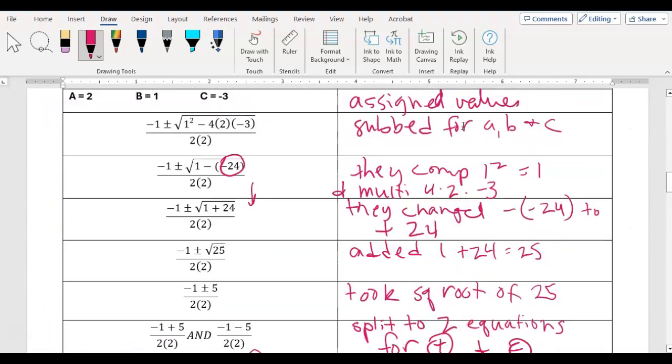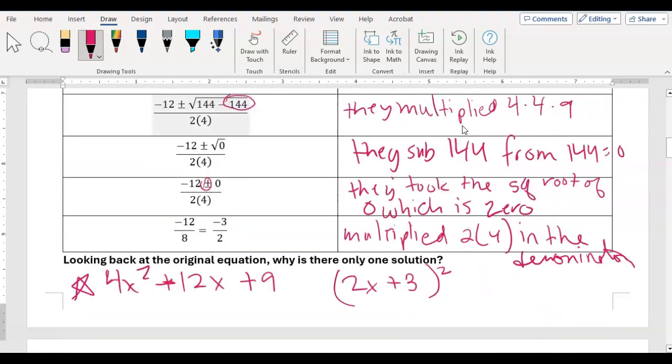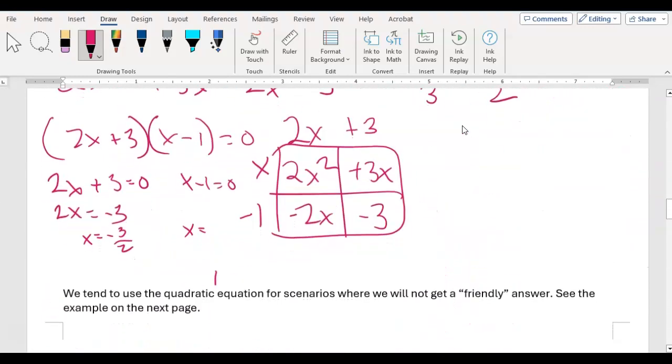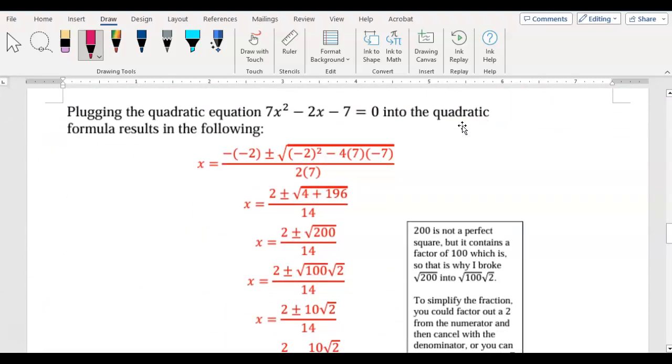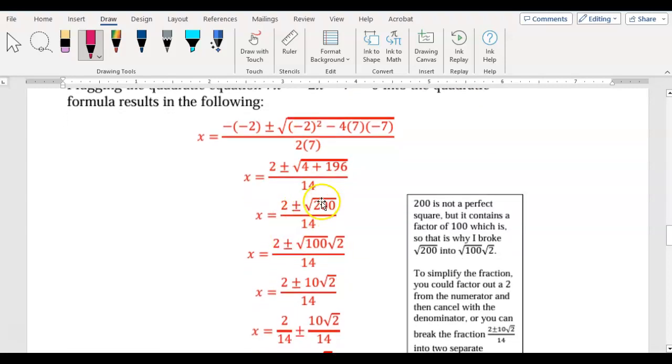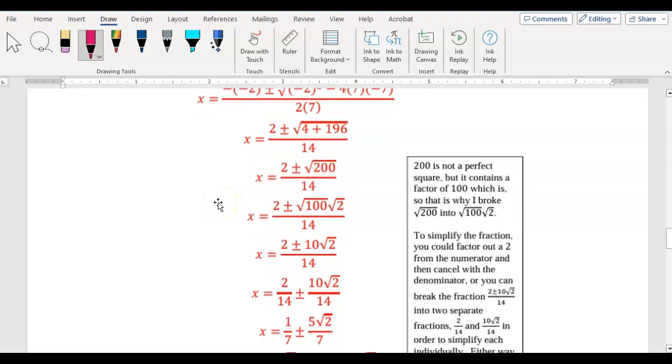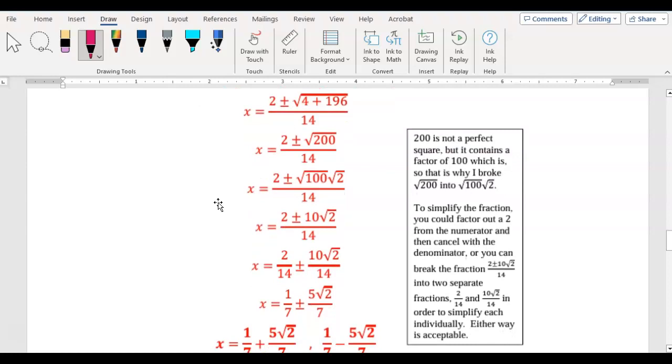So the first two examples that you've seen are actually very friendly equations. I can do them by factoring. I can do them by completing the square. We would mostly want to use the quadratic equation when we're getting some wild answers. So this is an example in which we end up getting the square root of 200. Excuse me. 200 is not a perfect square. It looks kind of like one because it's got all the zeros, but there are no two numbers that equal exactly 200 when we multiply by itself. So the best closest number is 100.